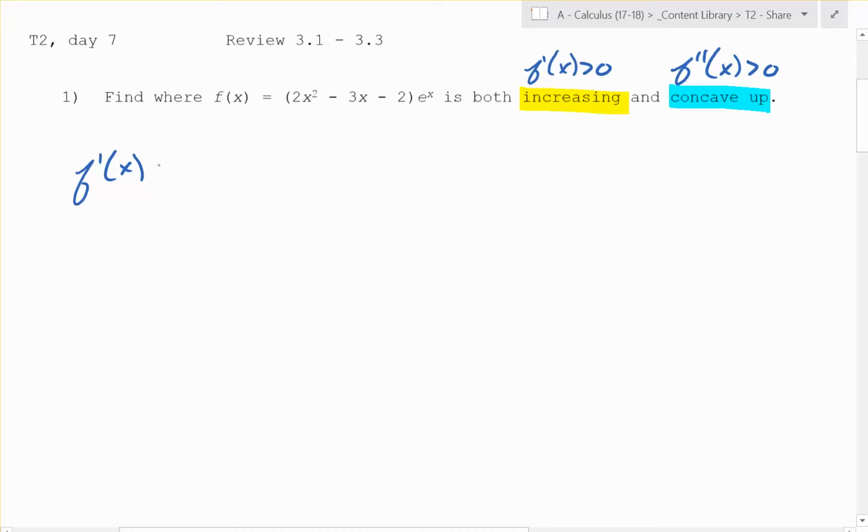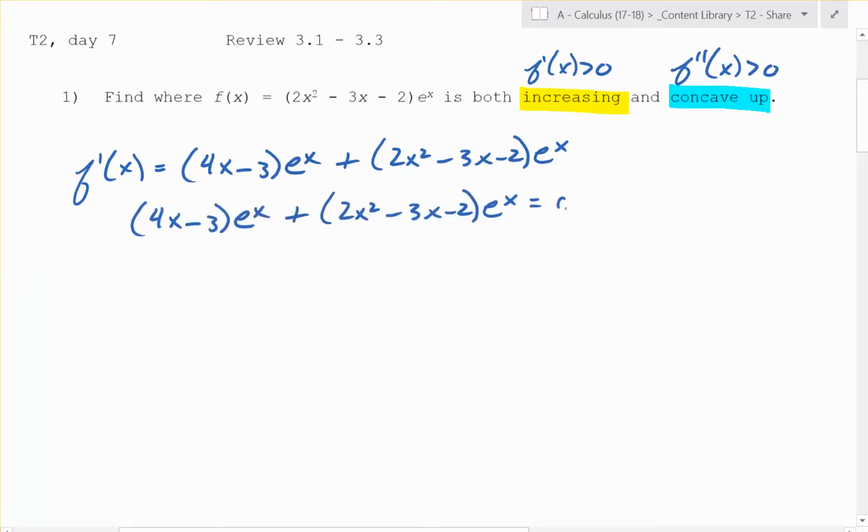So that's going to be the derivative of the first, 4x minus 3, times the second, plus the first times the derivative of the second. In this case, the second function is e to the x, and the derivative of e to the x is e to the x. We want to know where that's positive, so as we've done many times before, we're going to find out where it's equal to 0. So we set the whole thing equal to 0, and then we look, can we factor anything out? And we can. We can factor out the e to the x.